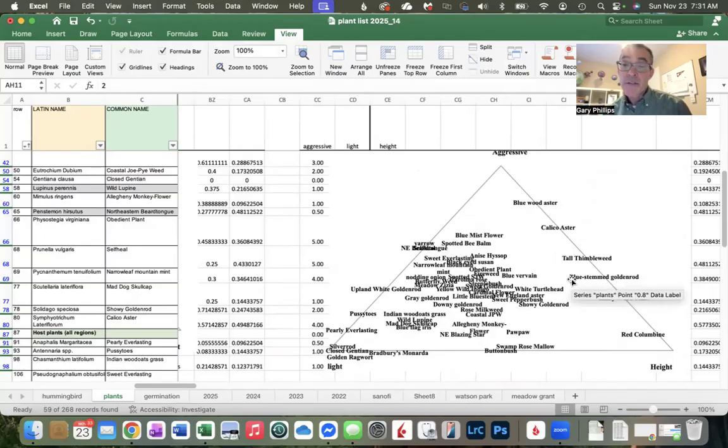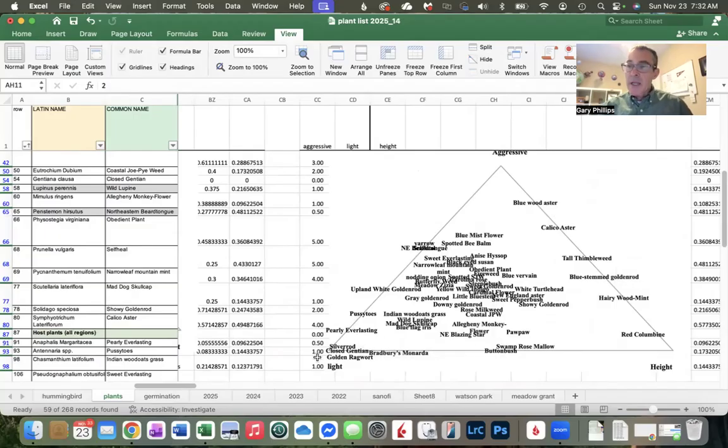It's very busy because I've got way too many plants being distributed this year, but that example, Prunella self-heal, that should be showing up in this area. I'm not seeing it just because there's so many plants.